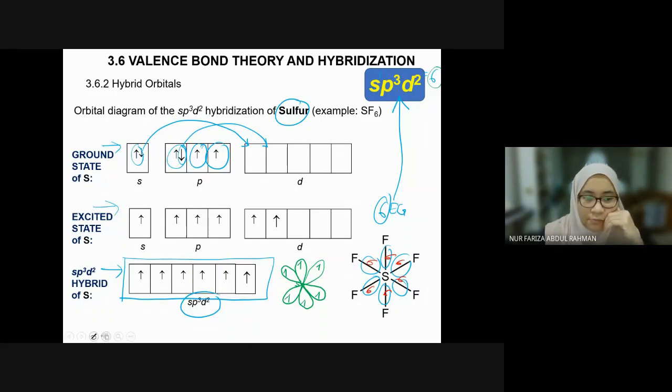Okay, alright. So how do we represent fluorine? Nak tunjukkan the formation of sigma bond between sulfur and fluorine. So fluorine again, the highest sublevel, the valence electron in the highest sublevel would be in p orbital. Betul tak? So p orbital shape dia macam ni. Sini. Okay.